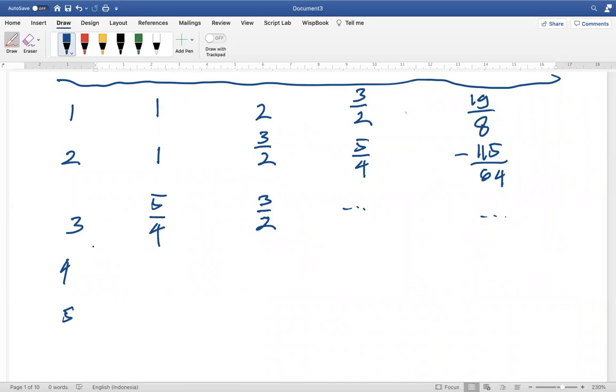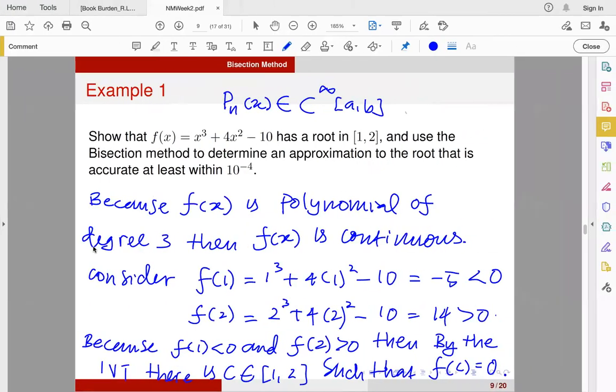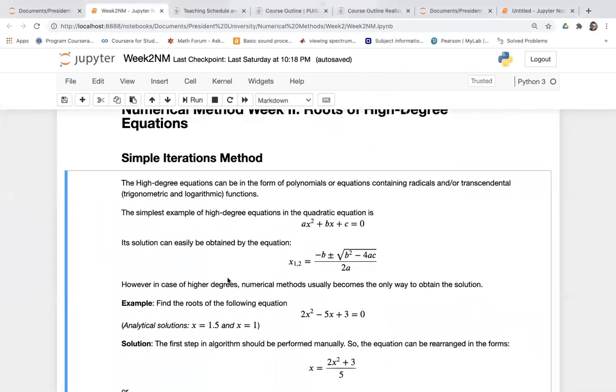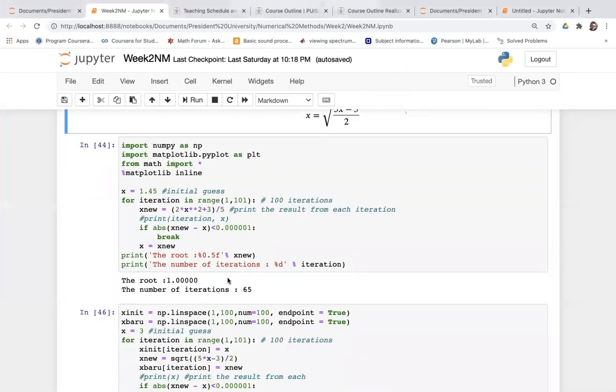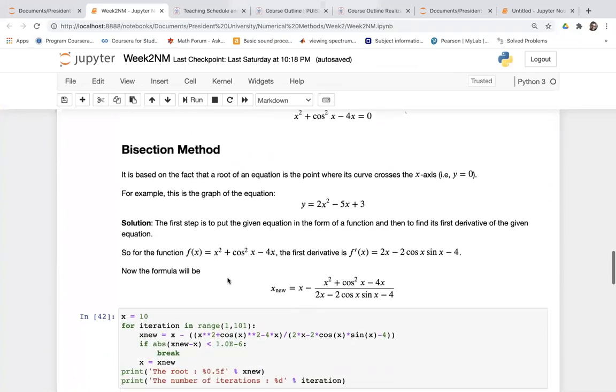Now let us see using Python. To save time, I have written the code here. Let's see the bisection method.